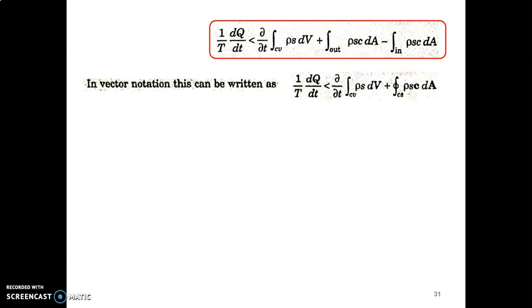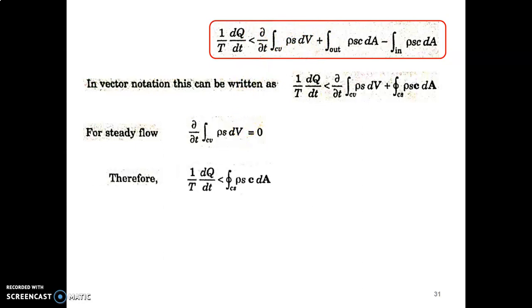Now in vector notation, we all know what the vector notation is. We can write the outflow and inflow terms as a single term, which is integral over Cs of rho S C dA. And for the steady flow consideration, dou rho by dou t is equal to 0. So here this term dou rho by dou t will be equal to 0. So this whole control volume term will be equated to 0. Therefore, the equation will be simplified like this. Only the vector notation, which is the surface integral term, will be remaining on the right hand side.